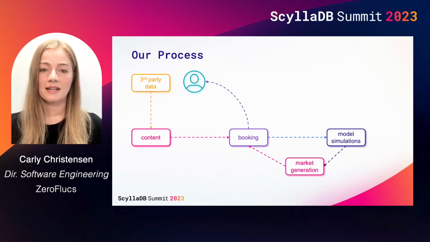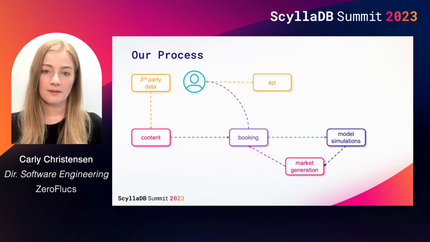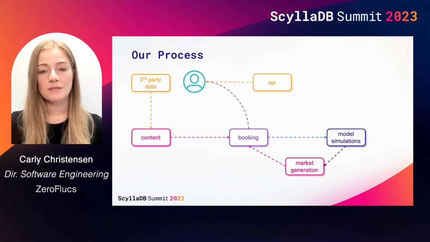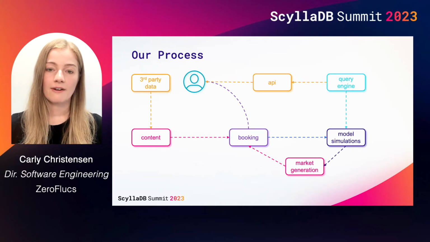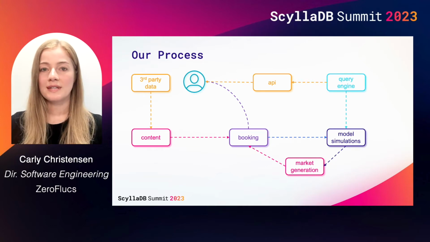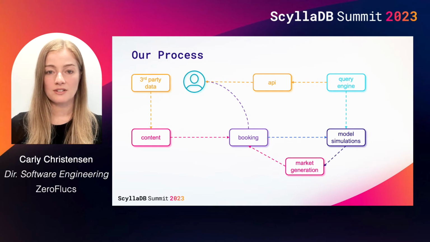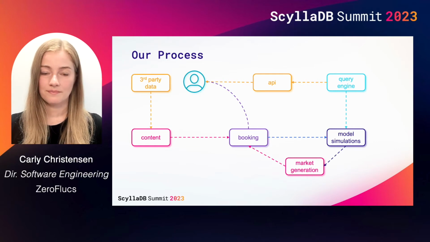Our customers can interact directly with that booked event, or they can use our API to request prices for custom combinations of outcomes via our query engine. And we use our stored results from our simulations to answer those questions.